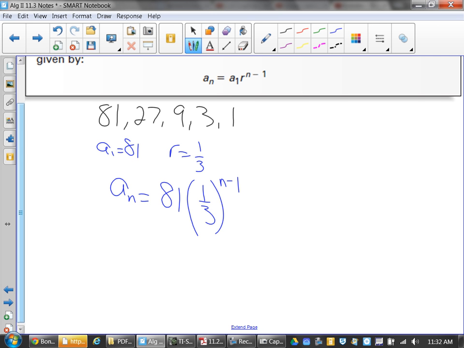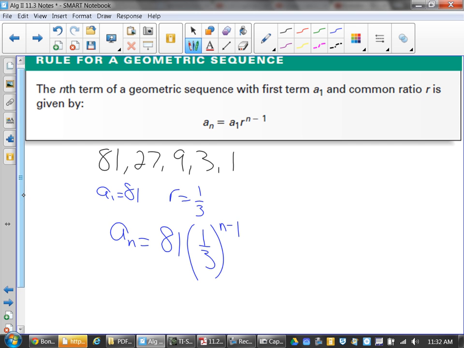That's it. Yes? Why is it 1/3 instead of 3? Because you're dividing by 3. You're multiplying by 1/3. Not multiplying by 3, because if you're multiplying by 3, you get 243 for the next one. Then you would get 927. I think I'm wrong. Okay. Can you scroll up? Okay.